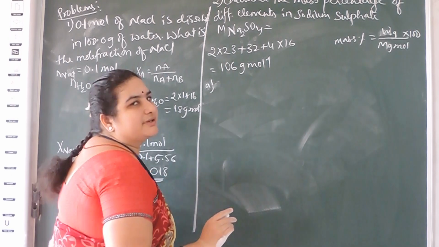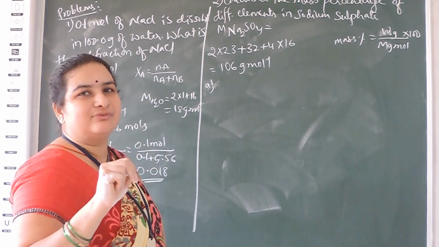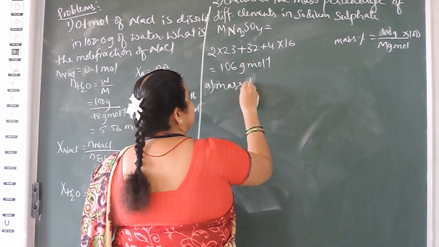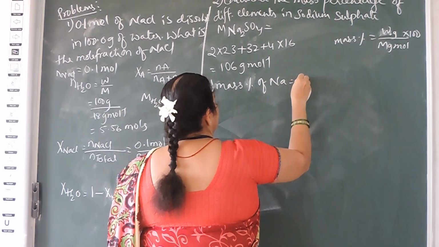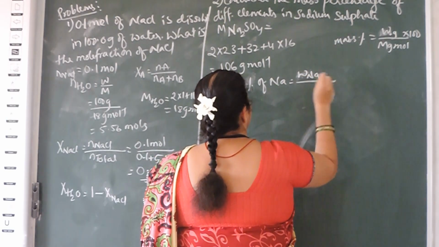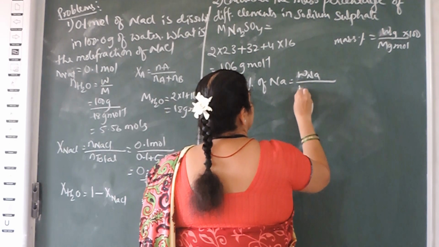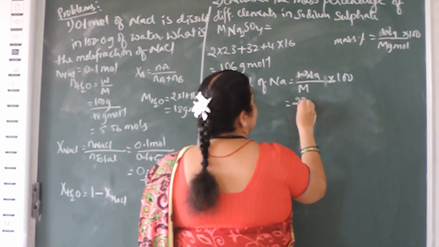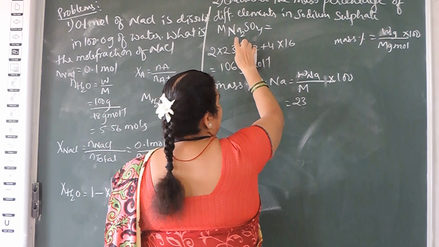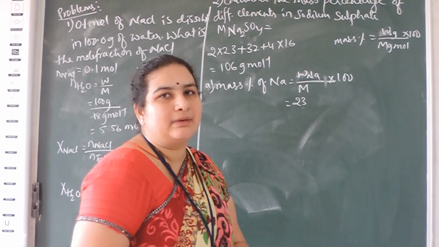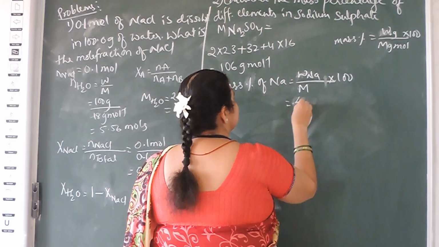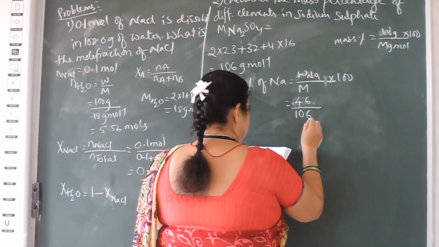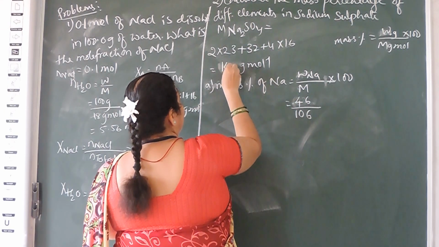Now first one, mass percentage of A. Here in sodium sulfate we have 3 elements: sodium, sulfur, and oxygen. So the mass percentage of Na is equal to the mass of Na divided by the total mass into 100. Here the mass of Na: 2 atoms of sodium are present, so 46 is the mass of sodium, and the total molar mass is 142.